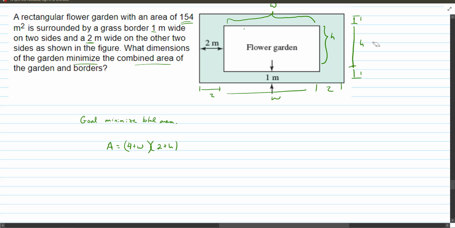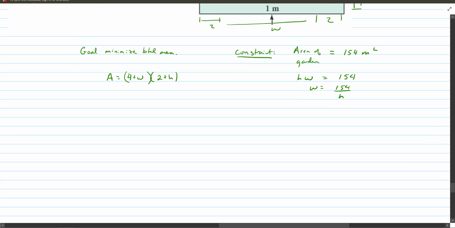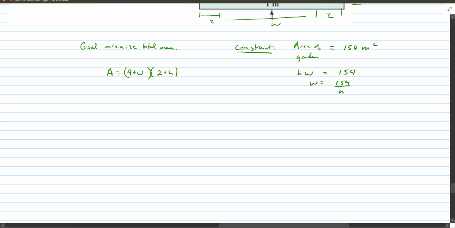Okay. I could FOIL it out now, I could do it later. Before I FOIL that out, let's go ahead and look at our constraint. We're constrained by the fact that the area of the garden must equal 154 meters squared. Well, the area of the garden is simply the height times the width. That's how we get the area of the garden. And I want to eliminate a variable, and to be able to answer the MyMathLab questions the way they want, I'll solve the constraint for w. We get that the width is equal to 154 divided by the height.